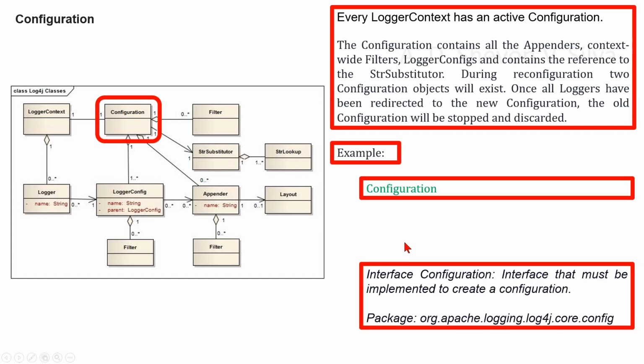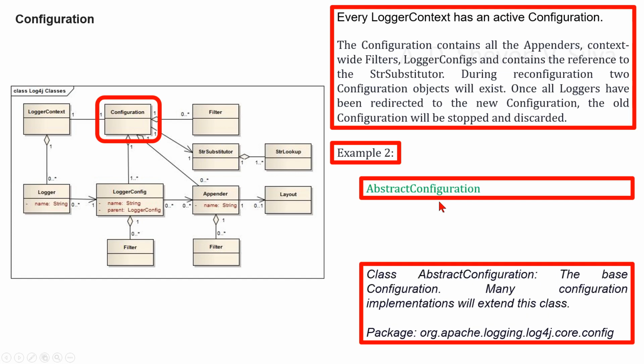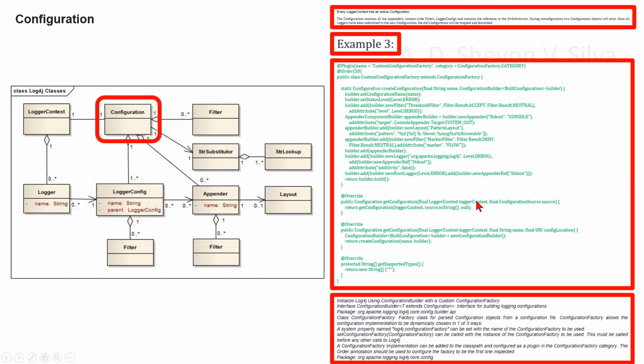As an example, we can consider interface Configuration. This is the interface that must be implemented to create a configuration. This is in package org.apache.logging.log4j.core.config. As an example 2, we can consider class AbstractConfiguration, the base configuration. Many configuration implementations will extend this class. This is in package org.apache.logging.log4j.core.config.